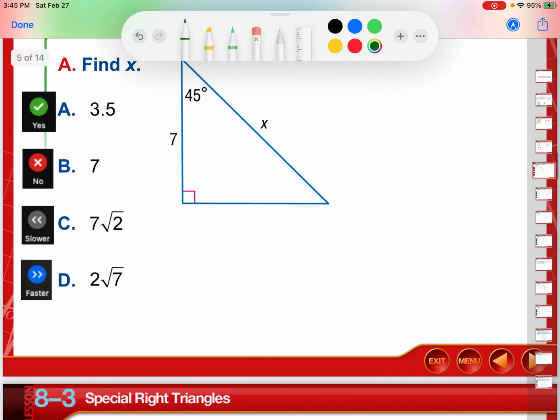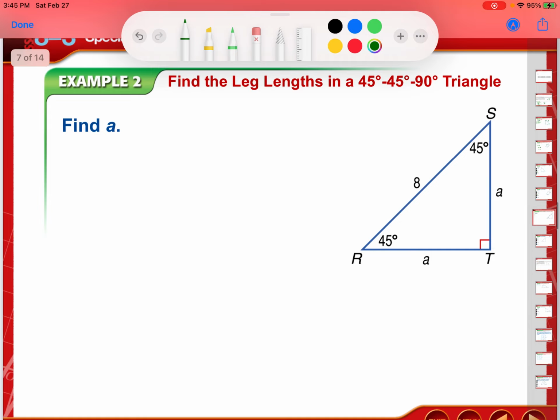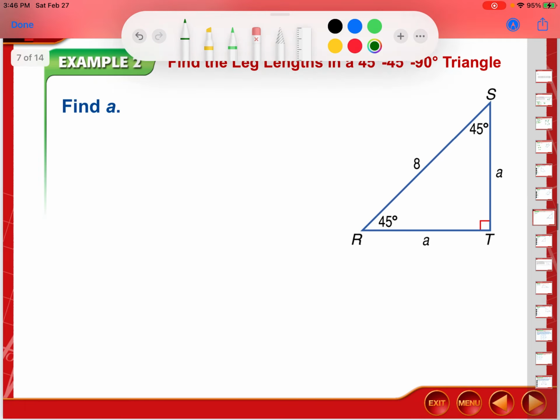That's pretty much all there is to these 45, 45, 90 triangles. So once again, we have 7, 7, 7 root 2, 8 root 2, 8 root 2, unknown. So 8 root 2 times root 2 is going to be 16. And we just continue on with that pattern. So, in my opinion, this is kind of the hardest example of this type of problem.